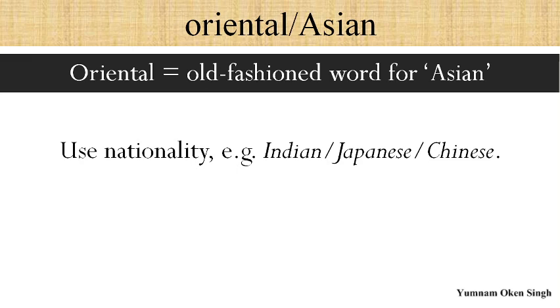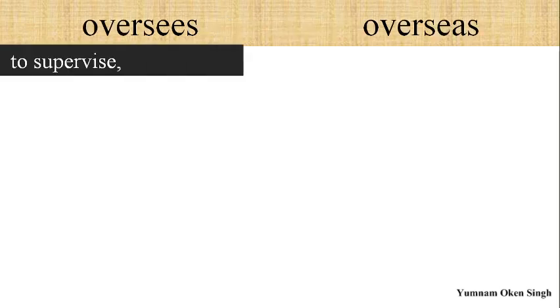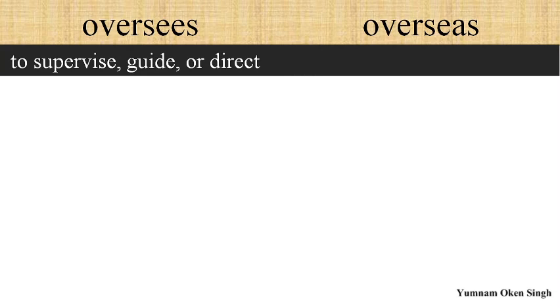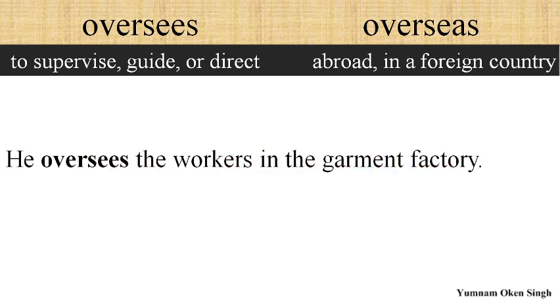And now 2 overseas are here. Let's see the differences. The first one, it means to supervise, guide, or to give direction. And the second one means abroad or in a foreign country. Let's see the example here. He oversees the workers in the garment factory. Here oversees, it means he supervises the workers.